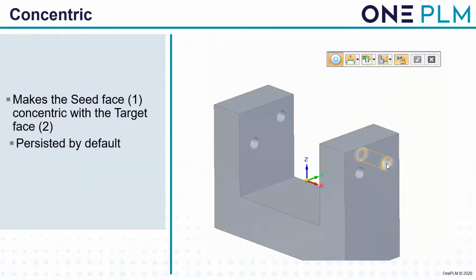So next one, concentric. This is for working with holes. We select one hole, accept, and then select the hole we want to link it up with. So these are persisted by default. If we move one of those holes, the other one is going to follow it. These relationships can be deleted from the Pathfinder tree at any point if we need to.